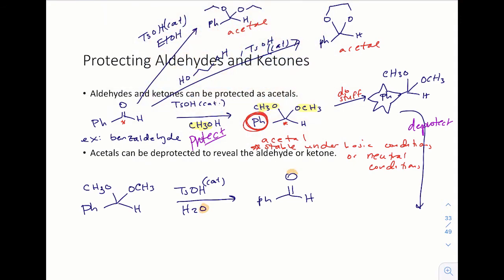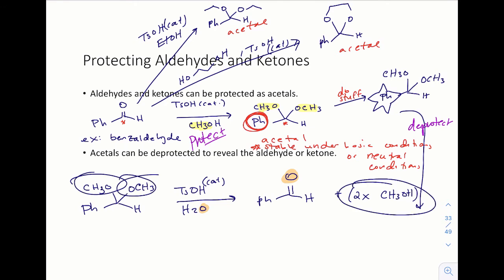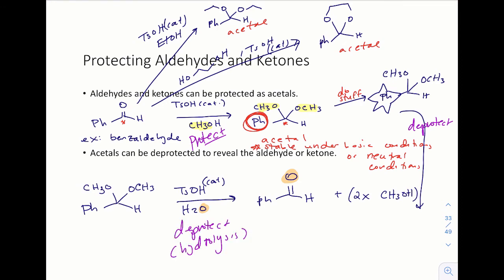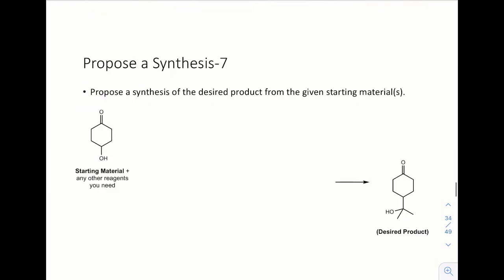So this oxygen from water, that oxygen, and of course, 2 equivalents of the alcohol of methanol generated from here. So let's practice using this protection scheme in synthesis. We'll take a look at the following problem. Propose a synthesis of this desired product from these starting materials.